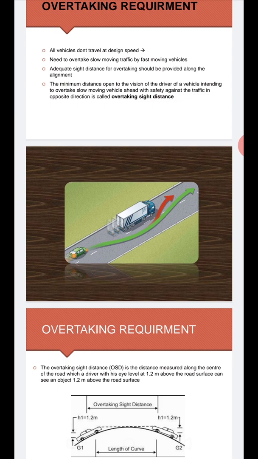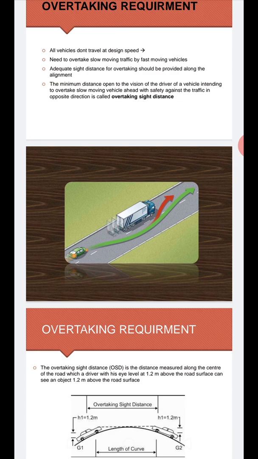The definition of OSD is the minimum distance open to the vision of a driver, that is the overtaking vehicle, to move safely without colliding with the oncoming vehicle. That distance which you can see is the overtaking sight distance or safe passing sight distance.